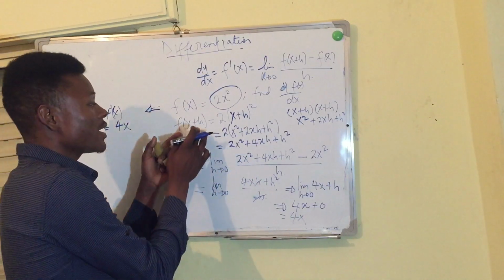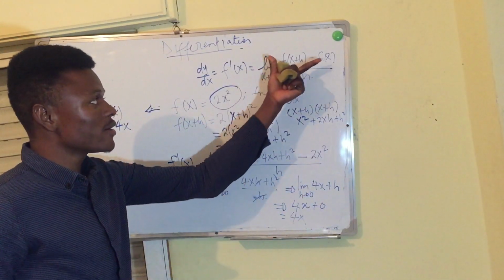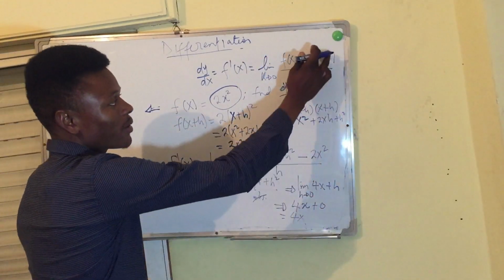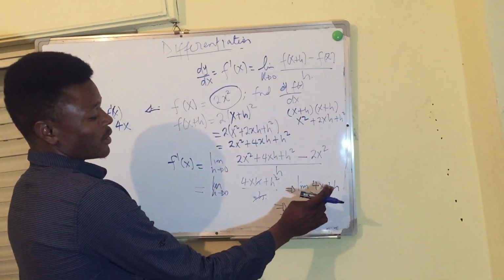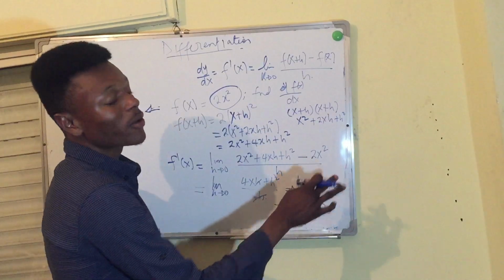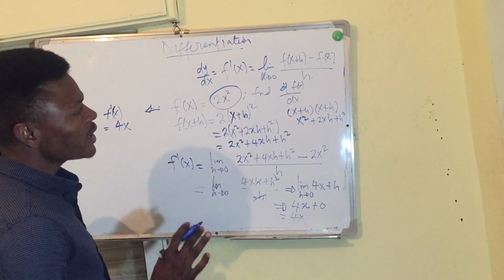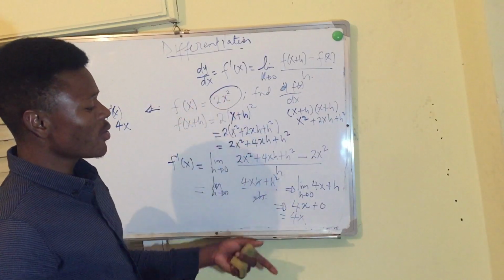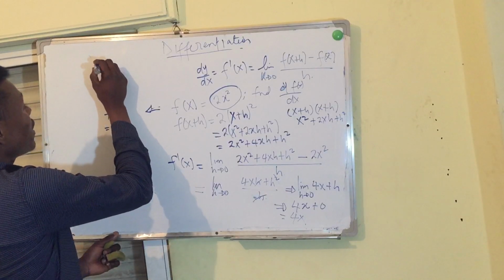So wannan shine amfani da first principle a gano derivative of any function. So firstly find f of x plus h, expand it, then sa ka sa cikin formula. Already now I can have f of x. Then simplify it probably to the simplest form. Sai ka apply my limit then.